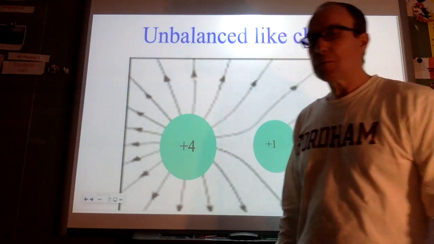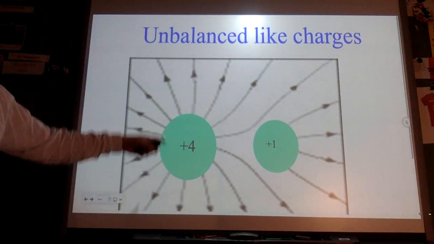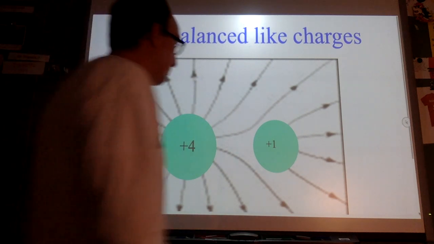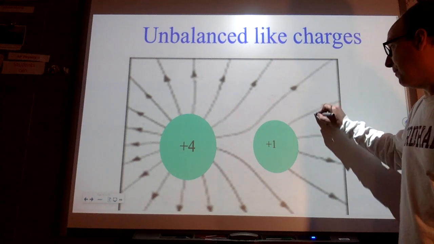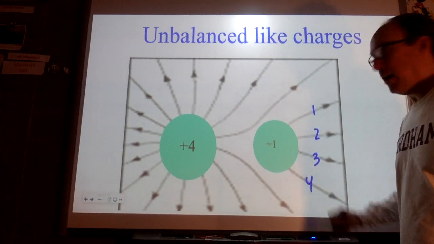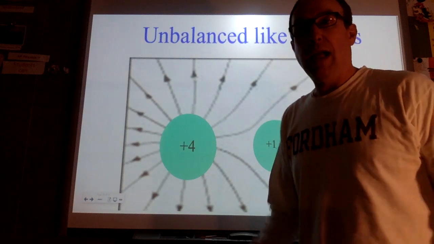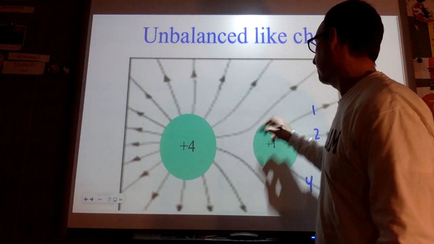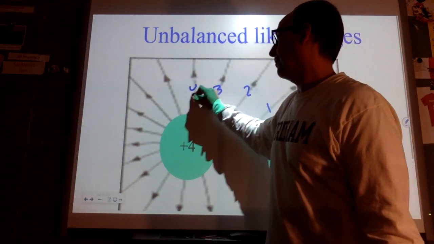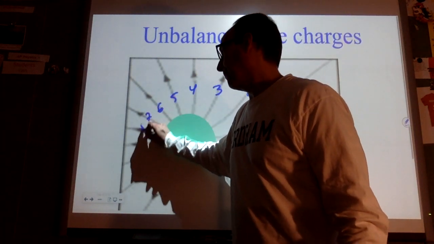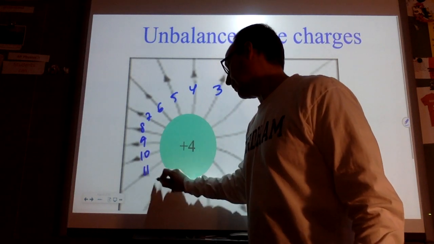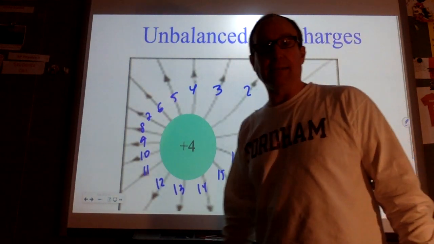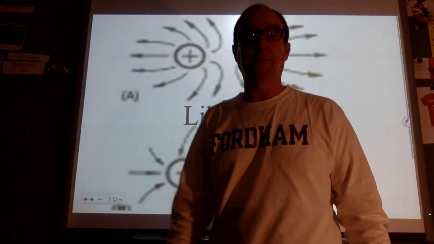All right, these are both positive charges. I'm saying one is positive 4, one is positive 1. If I count the number of field lines from the smaller one and I have 4, and this one is 4 times as big, you would expect that there would be, that's right, 16. So 16 field lines going away.